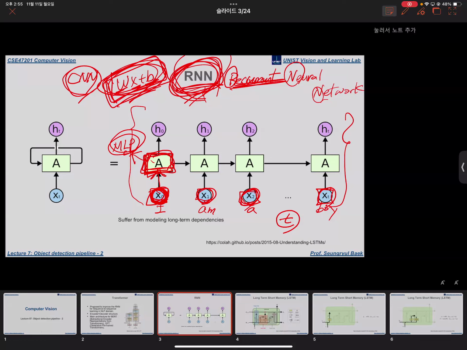Okay. And then you can map the first word to its corresponding output, okay? Maybe let's say this is a translation application. Then we have to translate I to some French word. I don't know French, but something in French. We have to translate that, okay? And then we can do the same for the second word by using this A block, and we can translate it to its corresponding French word, right?